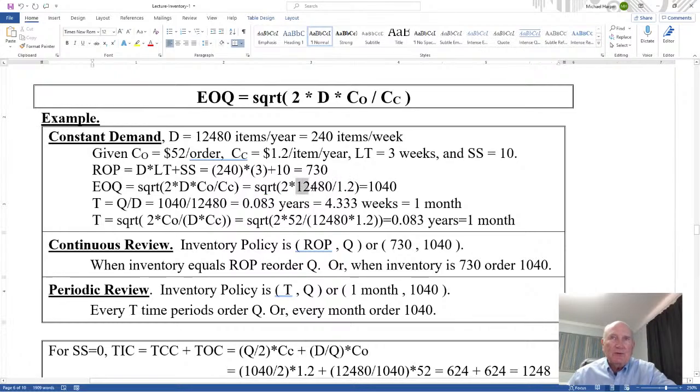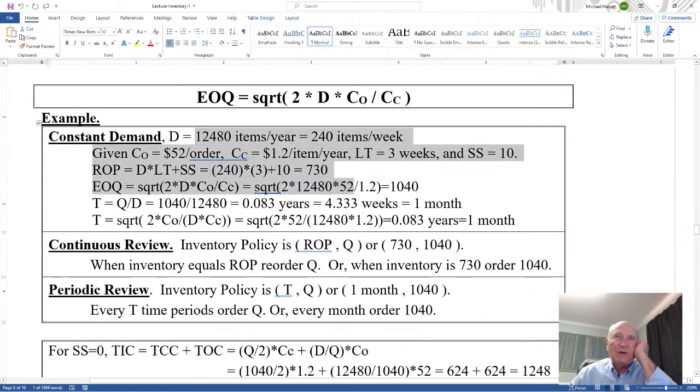So here's my demand per year. So these notes, I'm going to change it. You'll see the notes that I'll post with the right numbers in there. Okay, so this is a demand per year, 12,480 items per year. I divide that, times my ordering cost of 52. Oh, I got confused. Okay. It's the square root of 2 times my demand, which is 12,480, times my ordering cost of 52.